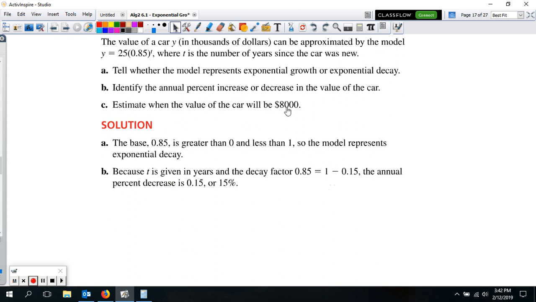And then estimate when this will be. So now we are looking for time. So basically your y is 8,000. Here's how you would do this without using logarithms, because we can use logarithms, and we'll look at that later. But what we could do is graph this. We could look at the graph and decide where it is on the graph.